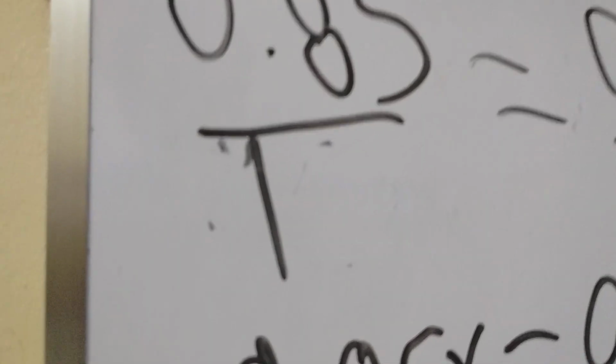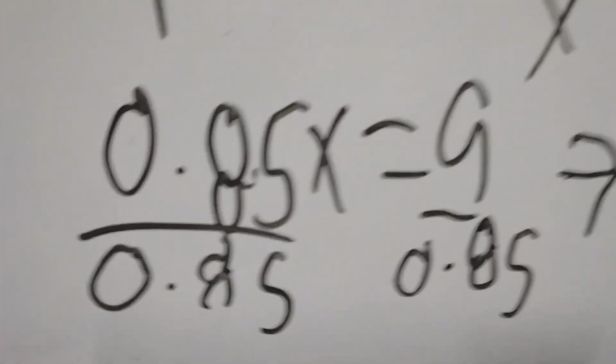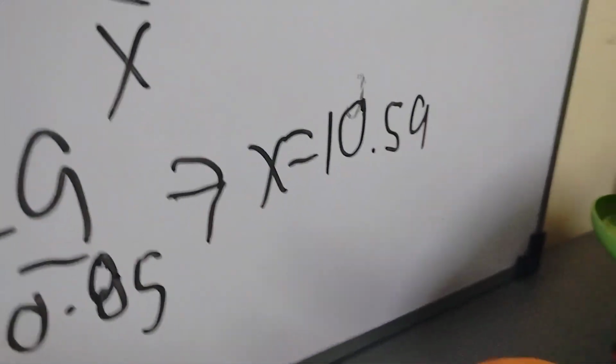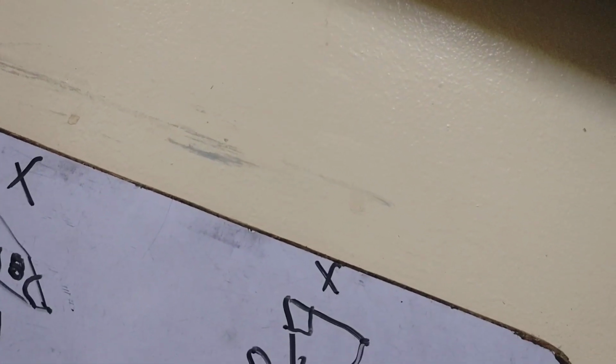Boom, 0.85. You got it. Put one value below it so you can cross multiply. Cross multiply 0.85x. 9 times 1 is 9. Then divide it with itself. Then you get 10 point... Whoa, that's not 59. It's then divide it. 9 divided by 0.85 would be 10.59.